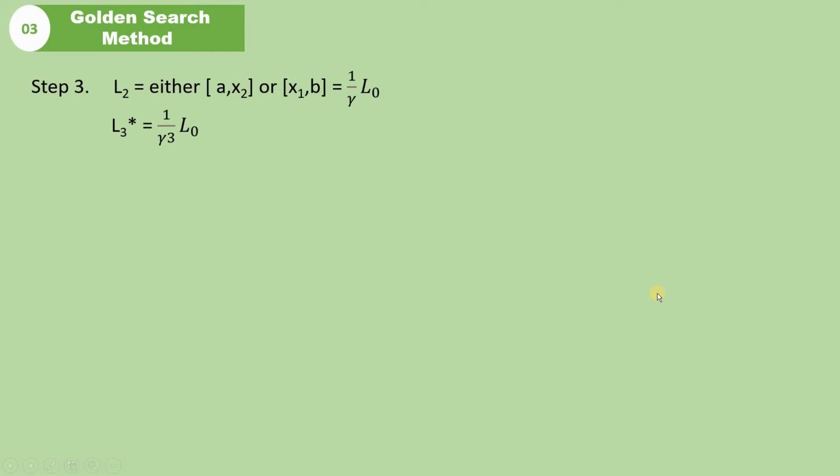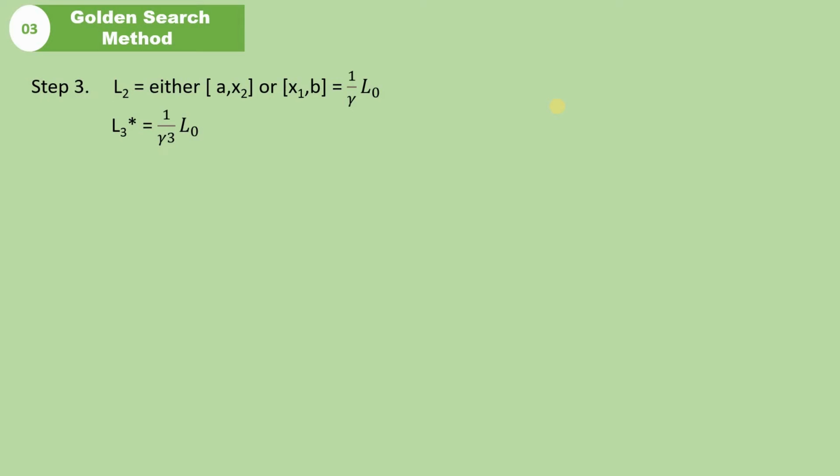In step 3, we have the new interval of uncertainty. It would be either from A to x2 or from x1 to b. So my next objective is to work within A to x2, where x1 already lies. Again we find another approximation. We do another experiment which will lie within the points A to x2 in the first case. Now we have to find L3 star.